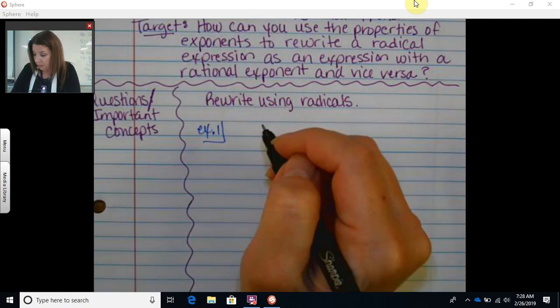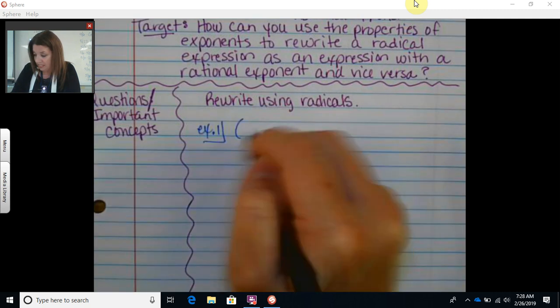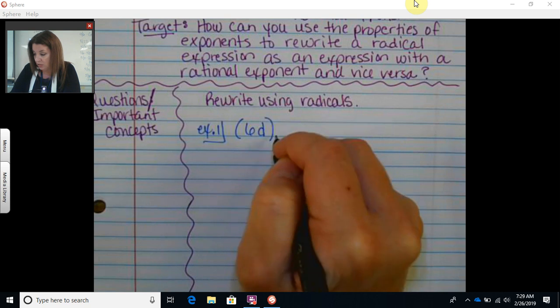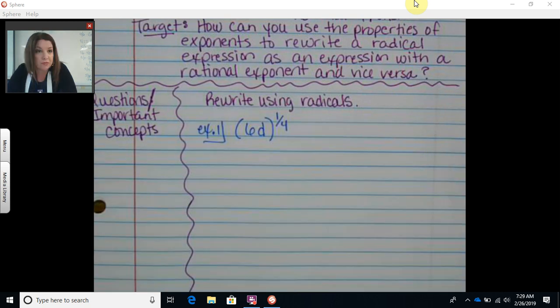We have, open parentheses, 6d quantity raised to the 1/4 power. So we did not have any problems in our last lesson that had rational exponents. Remember, rational is fraction, okay? When you do have rational exponents, you can convert that into a radical if you know how. So I'm going to teach you how today. Sometimes it's easier to simplify your problem with an exponent. Sometimes it's easier to simplify it as a radical. It just kind of depends.